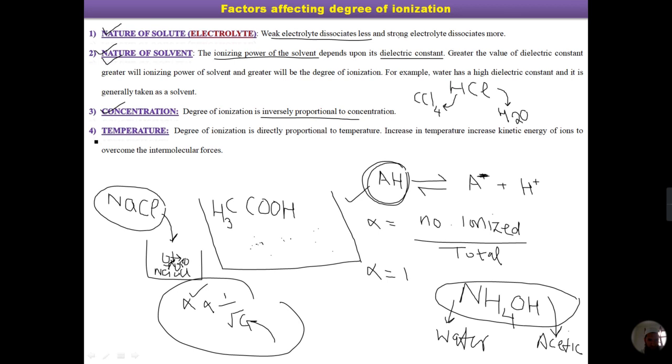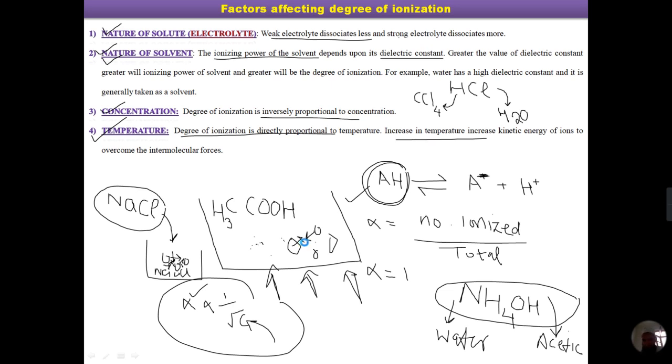Next point. The degree of dissociation also depends on temperature. Ionization is directly proportional to temperature. How? As soon as you increase the temperature of the system, for example this acetic acid solution, the molecules will get kinetic energy. They will overcome the intermolecular forces. Or you could say the increase in temperature will help in breakage of the bond between the ions. So the molecule gets kinetic energy, which helps to overcome the intermolecular forces. So the degree of ionization increases with increase in temperature in general. So this was about the four factors.